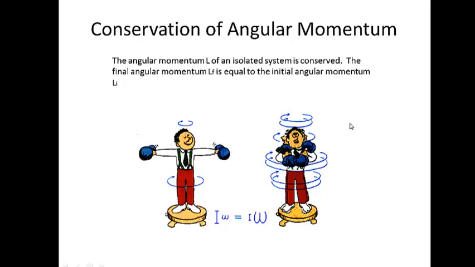As he brings the weights in, he is effectively decreasing his I, because we know from the past that I consists of M and R. Obviously his mass hasn't changed. He hasn't dropped any weights. His mass is the same. But his R has decreased because the weights are closer to the axis of rotation. Therefore, to conserve angular momentum, the angular velocity increases and he spins really quickly. If he extends the weights back out, he slows down, because that sets up a greater I and a decrease in omega.